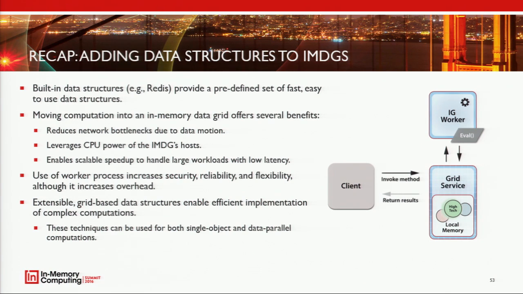We saw the first step was using pre-baked data structures inside of the grid service, and then building extensible data structures in the grid service. And then we saw that you could move that computation into a separate worker process to have better extensibility and flexibility, at a price of more complexity and inter-process communication overhead. And then we saw how you could apply these techniques to data parallel programming. So now you can, with a very simple program, run a very big computation that hopefully scales linearly on a cluster of servers in the grid.